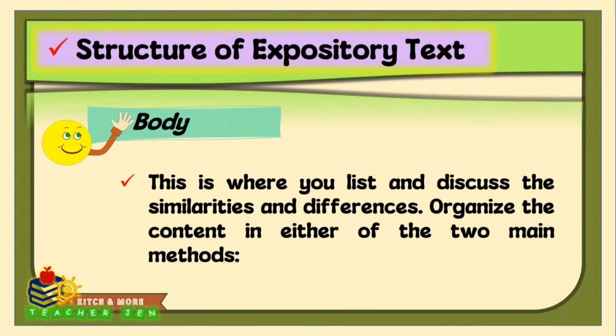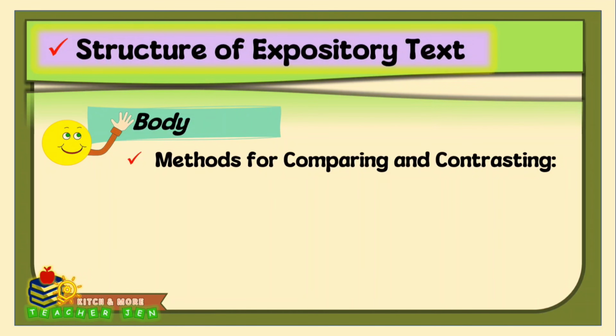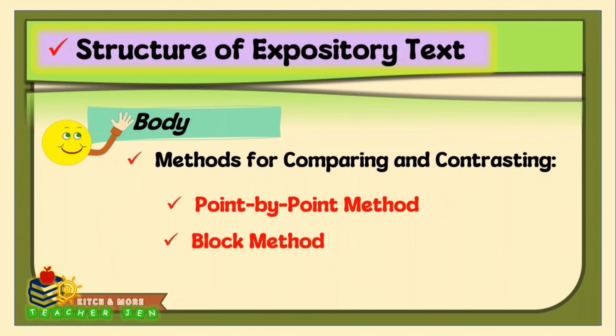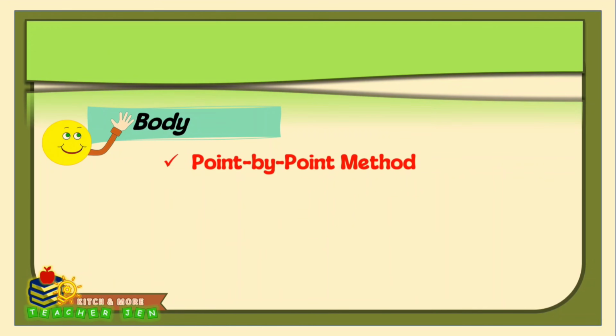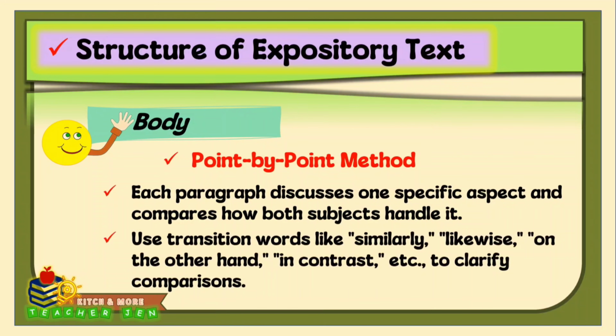Now let's look at two key methods for organizing the content effectively: the point-by-point method and the block method. Let's start with the point-by-point method. Each paragraph discusses one specific aspect and compares how both subjects handle it. Use transition words like similarly, likewise, on the other hand, in contrast, etc.